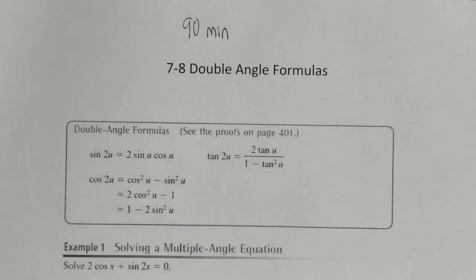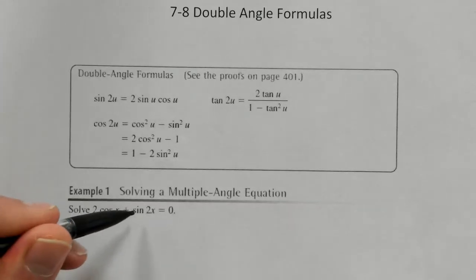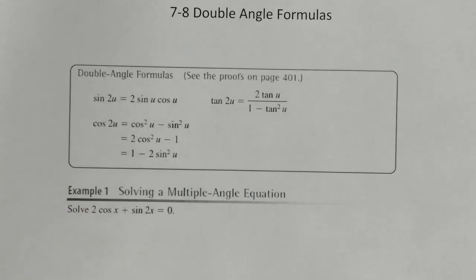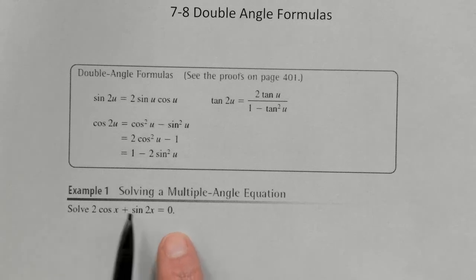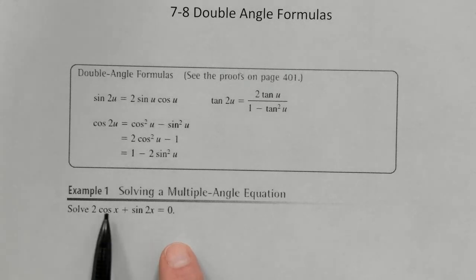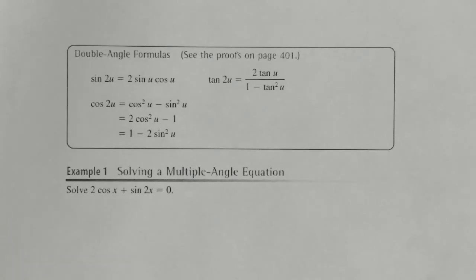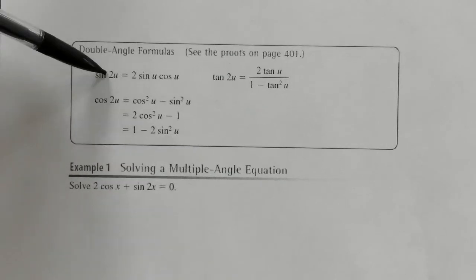All right, so here's the first example that we want to come to. We're asked to solve 2 cosine x plus sine of 2x equals 0. Because of this other cosine term here, we can't just solve this like we normally would a multi-angle equation, because you have the other term here with a different trig function in it. What will help us here, and you'll see why in just a moment, is to take this double angle formula and change it from this to this.